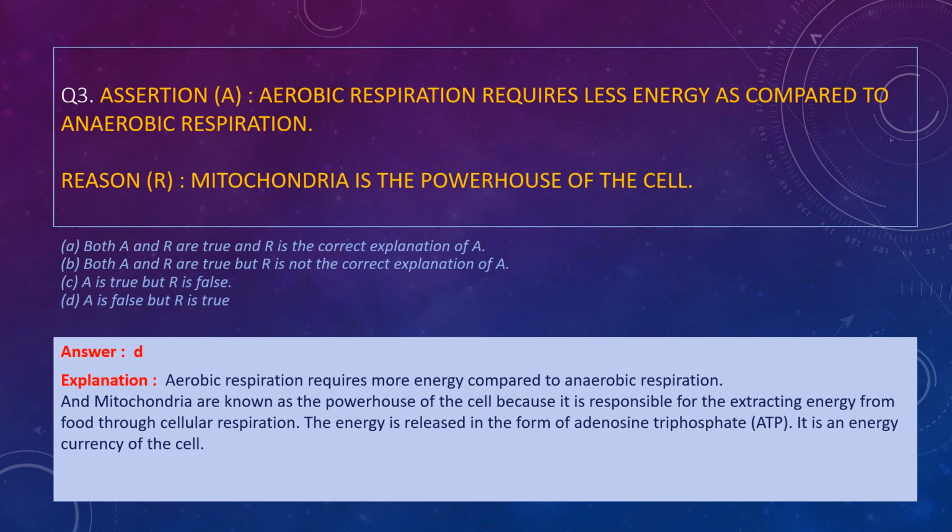Aerobic respiration requires more energy compared to anaerobic respiration. And mitochondria, of course, is known as the powerhouse of the cell because it is responsible for extracting energy from food through cellular respiration. So the energy released is in the form of ATP or adenosine triphosphate, which is also known as the energy currency of the cell.